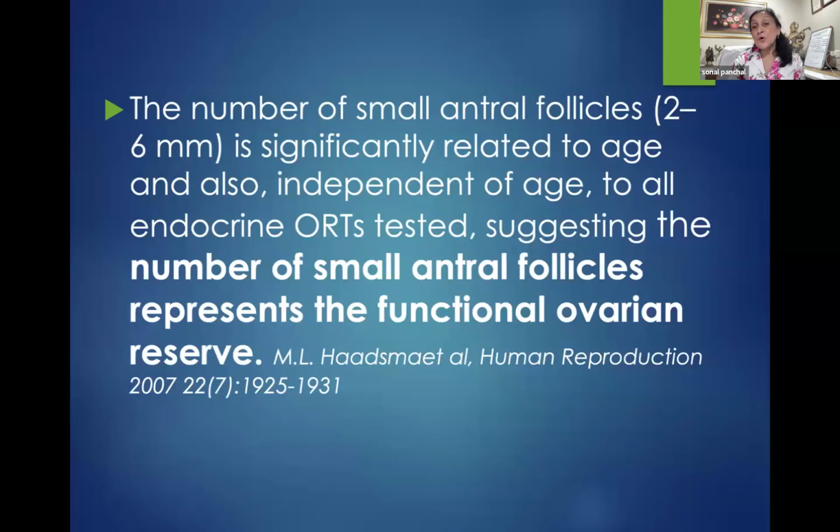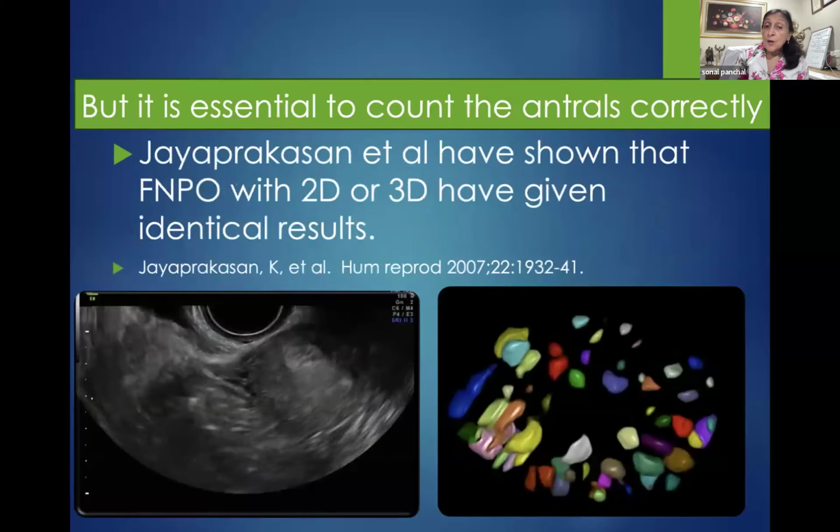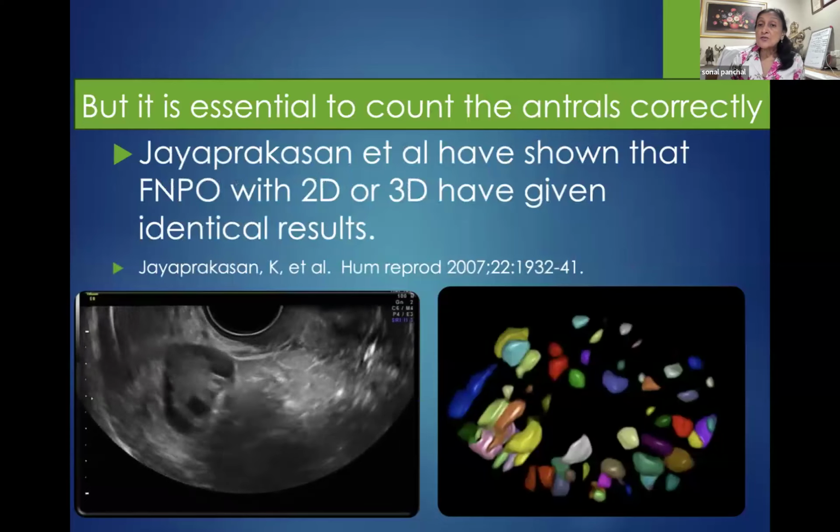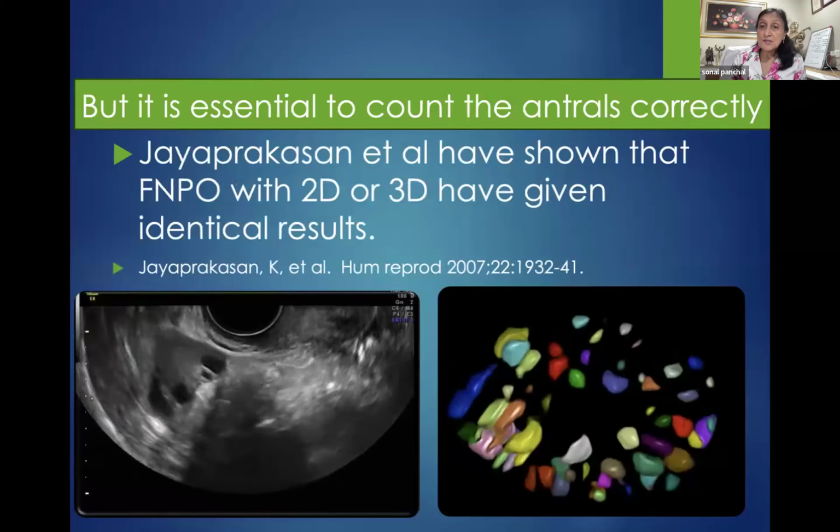The number of small antral follicles between 2 and 6 millimeters is significantly related to age and also, independent of age, to all the endocrine ovarian reserve tests, suggesting that the number of small antral follicles represents the functional ovarian reserve. But it is essential to count the antral follicles very precisely.